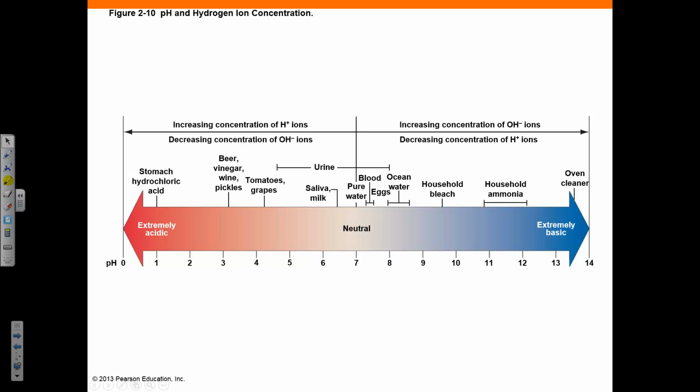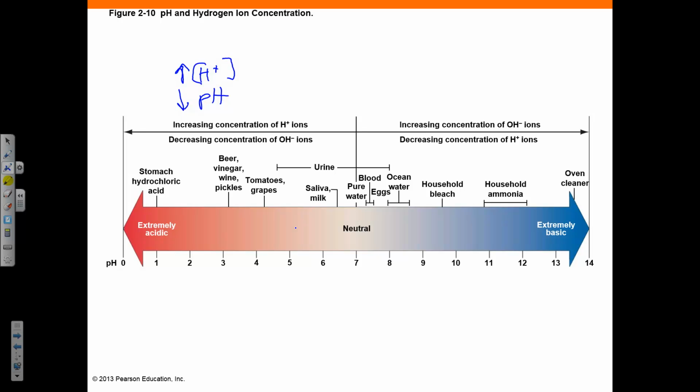This diagram helps illustrate the inverse relationship between pH and the concentration of hydrogen ions. As we have an increase in the concentration of hydrogen ions, we will have a decrease in the pH. As the concentration of hydrogen ions goes up, the solution becomes more acidic, thus the pH lowers.